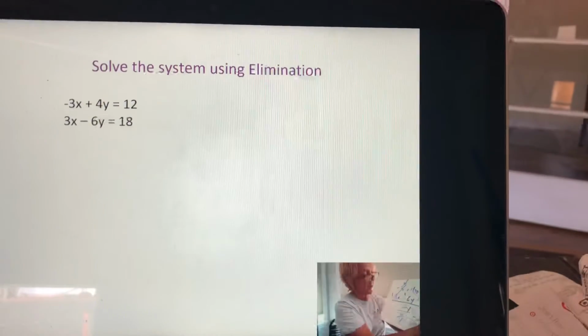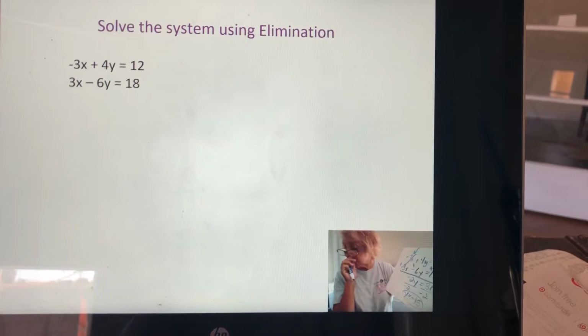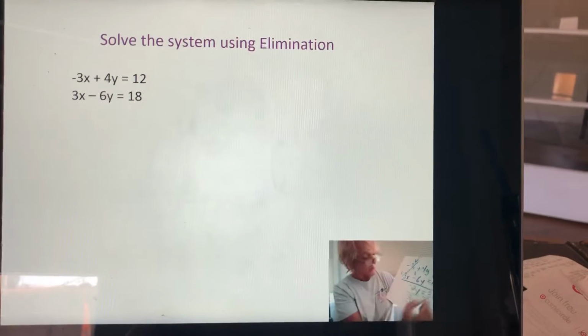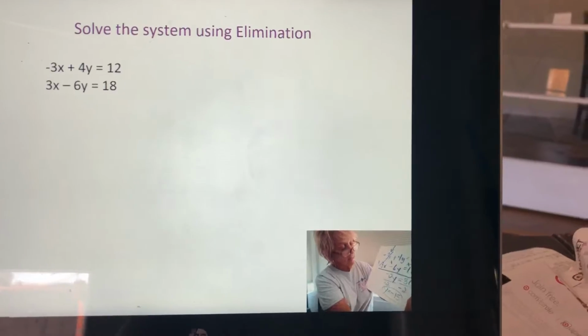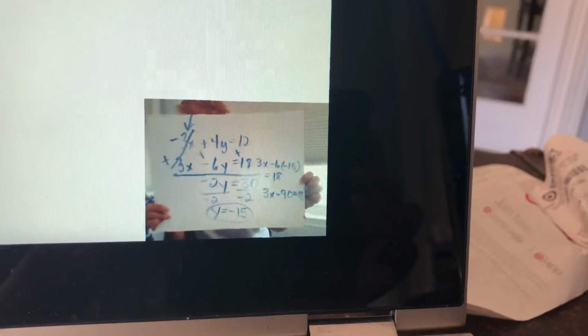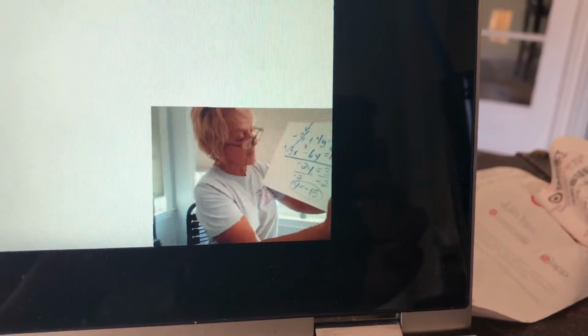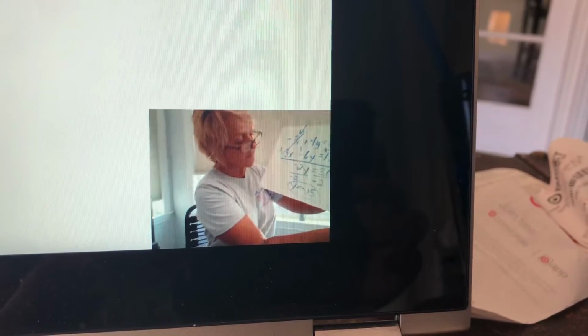Okay, and we're going to do the math there. So negative 6 times a negative 15 is 90. So we're going to have 3x minus 90 equals 18. Again, I'm solving for x this time, so I'm going to subtract 90 from each side. So when you subtract 90 from each side, oh yes, that's going to be a positive.